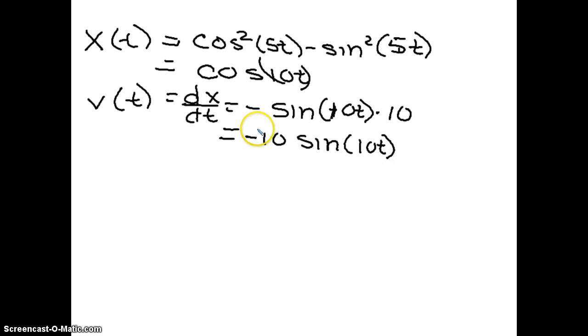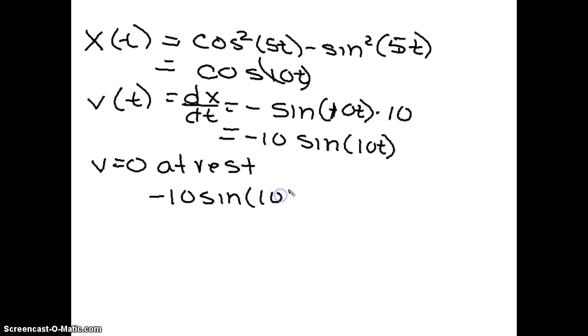And in order to figure out when something is at rest, remember the automatic justification is that v is 0. So the velocity has to be 0 in order for something to be at rest. And so we're going to set this velocity equal to 0.